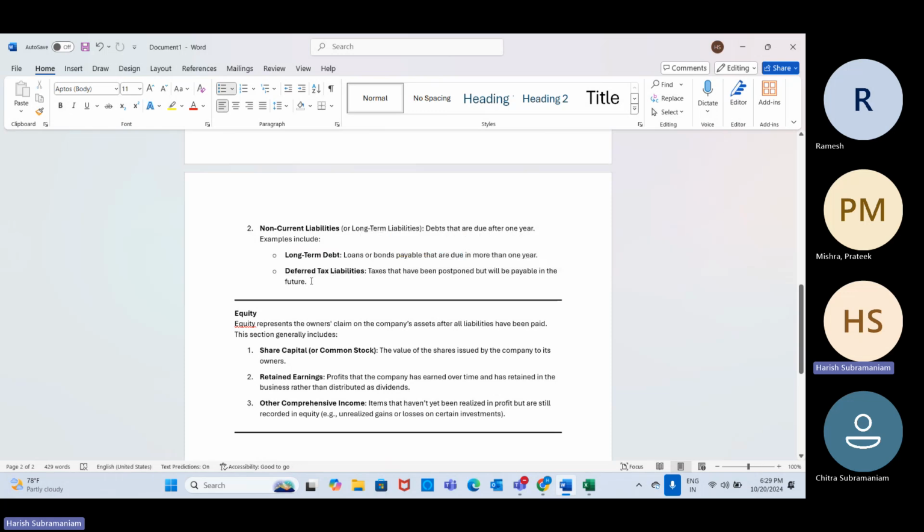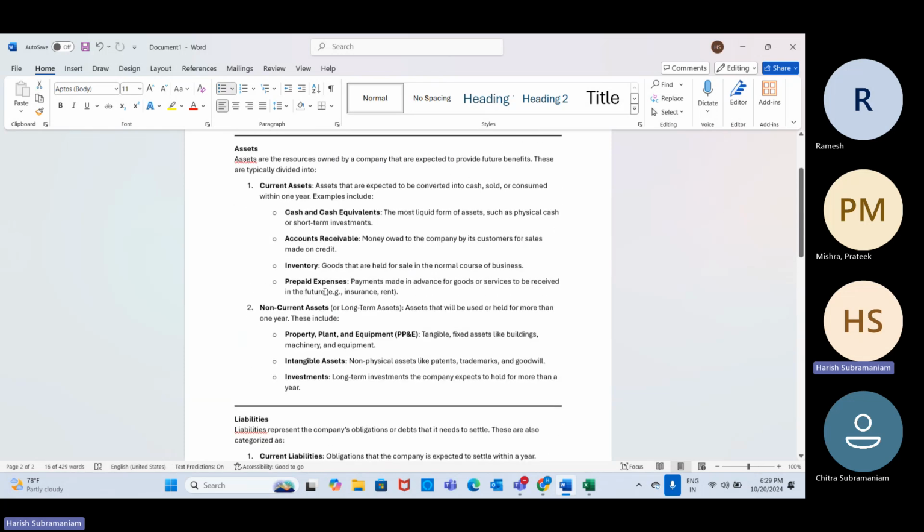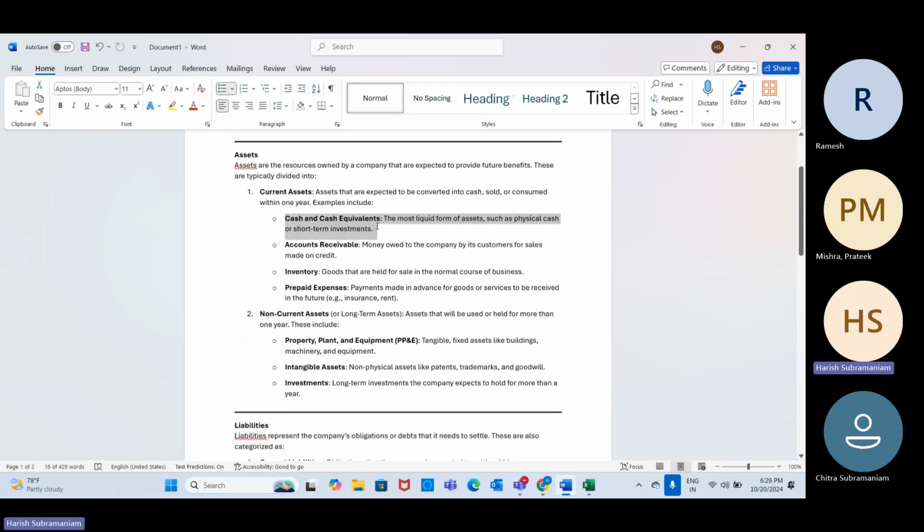So there may be a situation where the company may not pay the tax this year, but may choose to pay that tax, say 1 or 2 years later, along with interest and so on and so forth. So that way these are deferred tax liabilities. There may also be the opposite case. There may be a case where the company pays advance tax. So in that case, instead of having that cash, that advance tax actually becomes an asset.